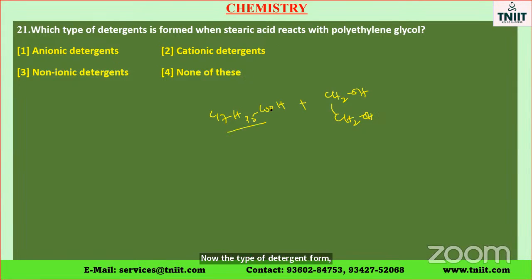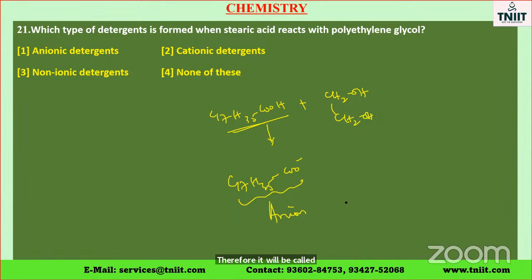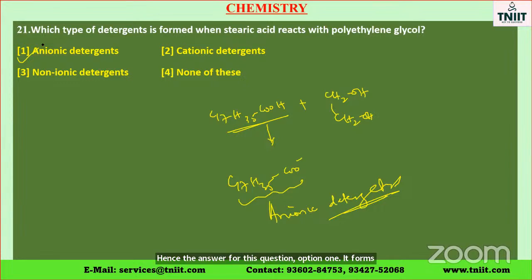So this is a long chain. If this undergoes dissociation, we get C17H35COO minus. So this is negatively charged. Therefore, it will be called anionic detergent. Hence, the answer for this question is option 1. It forms anionic detergent. Next question.